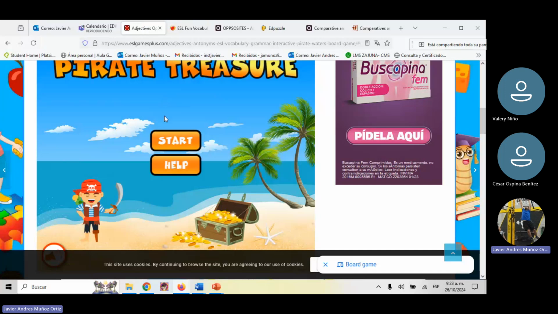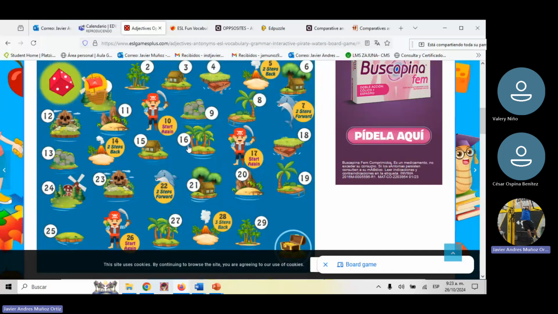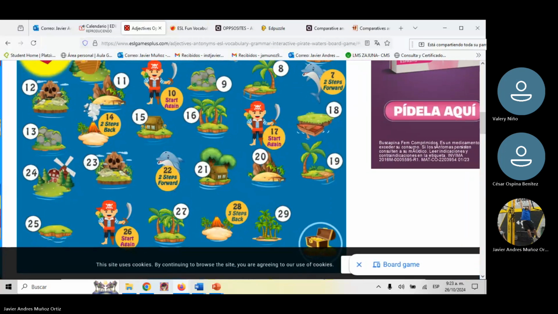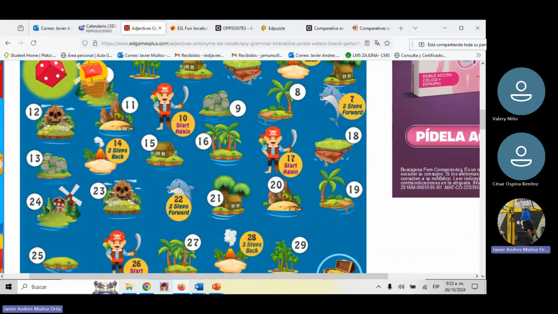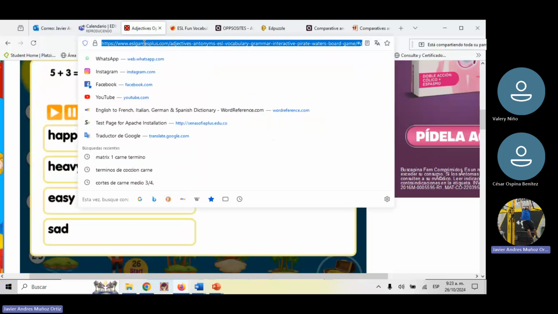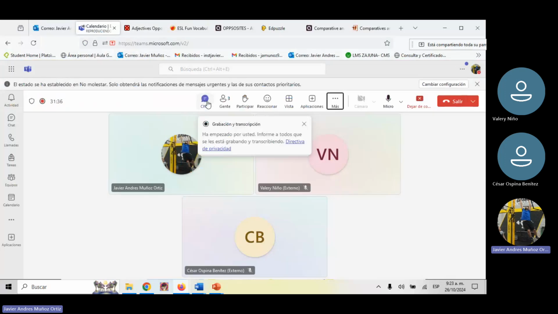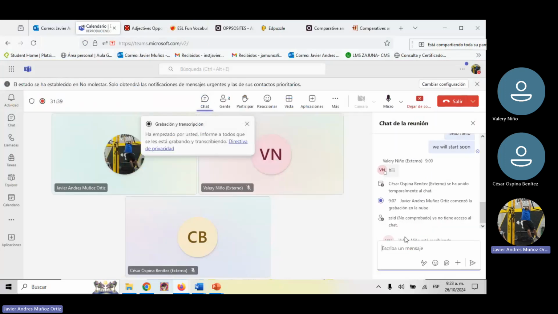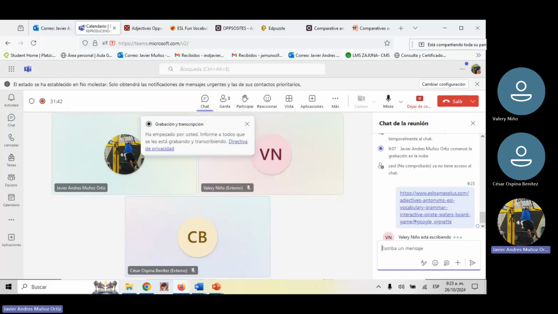This is the first exercise. In this exercise, you will have to roll the die first and then answer the questions according to the context. For example, in this case, you will have to choose the correct adjective according to the context. For example, 5 plus 3 equals 8. That's not difficult. That's happy, that's heavy, that's easy, that's sad. I don't know, right? So this is the first game for you to learn more vocabulary or at least to remember vocabulary because this is something you already know. I'm going to share it with you here in the chat.